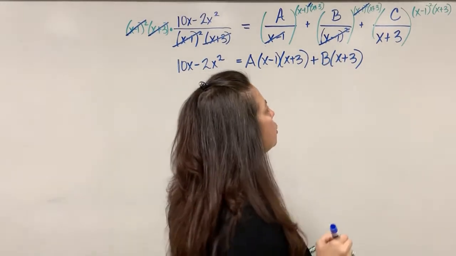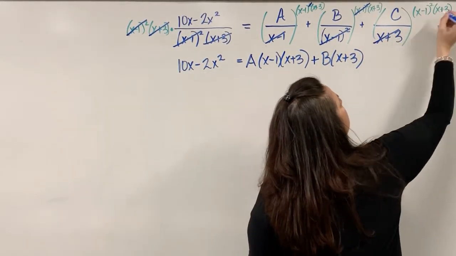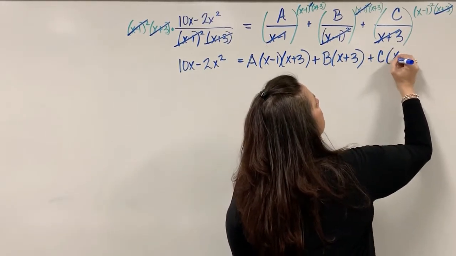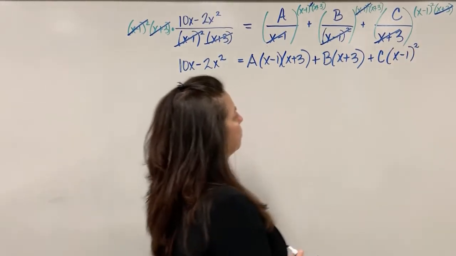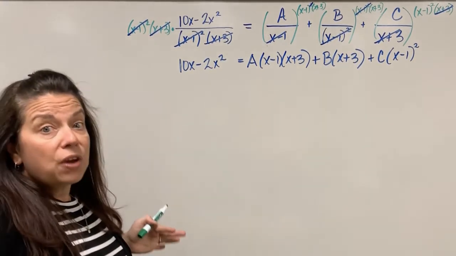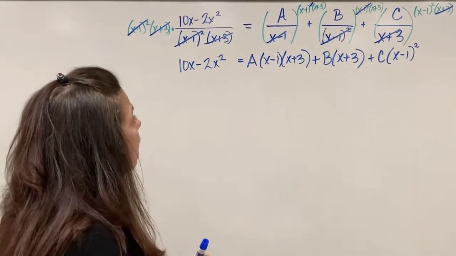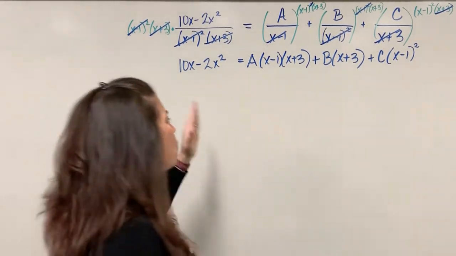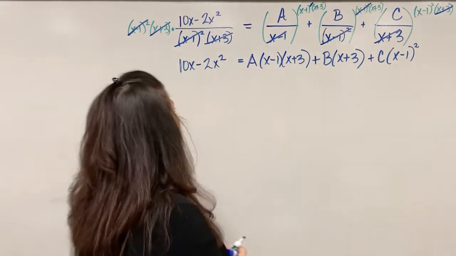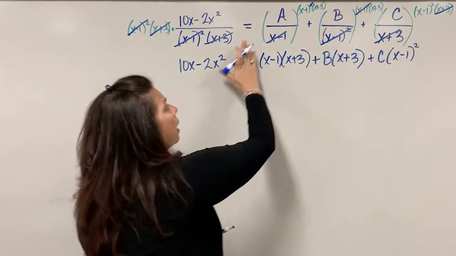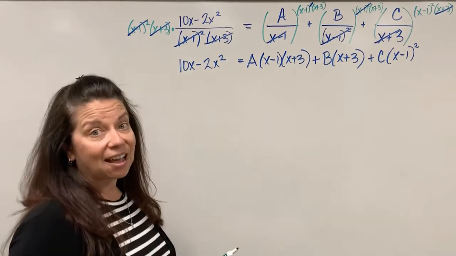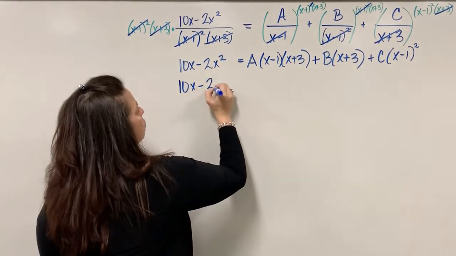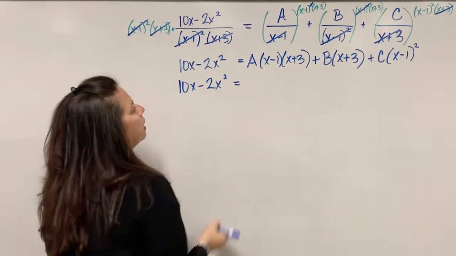And the last fraction, just the x plus 3 here and here divides out, leaving me with c times x minus 1 squared. Okay, so the process is very similar to what it was in the last example we did. It's just more complicated in the sense that I have more pieces that I've got to deal with. But I continue on. I want to go ahead and distribute everything that I have here on the right-hand side. So I have 10x minus 2x squared that gets copied down equals.